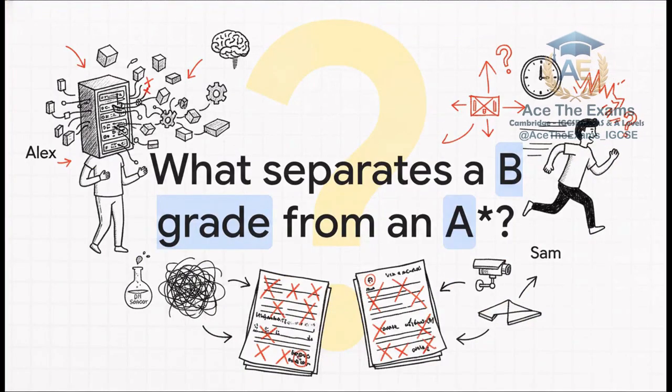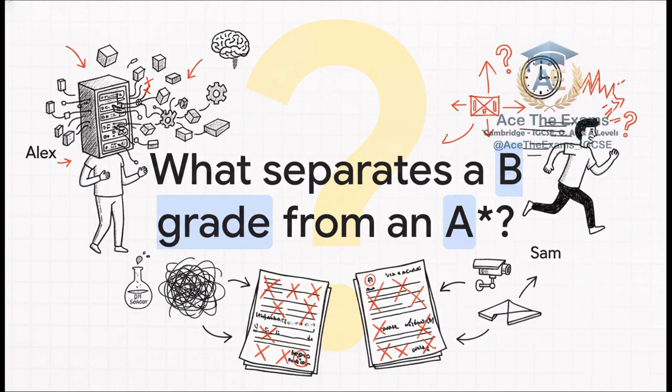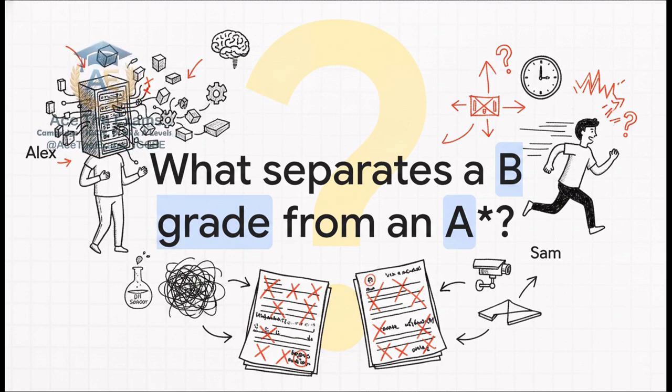So, we have to start with the ultimate question. What truly separates a B grade from an A star in topic 3.2? To understand this, I want to introduce you to two typical students we see wandering the exam wasteland all the time. Let's call them Alex and Sam. Now, Alex is a hard worker. Alex has read the textbook cover to cover and overloads the exam paper with raw, unfiltered computer science facts.